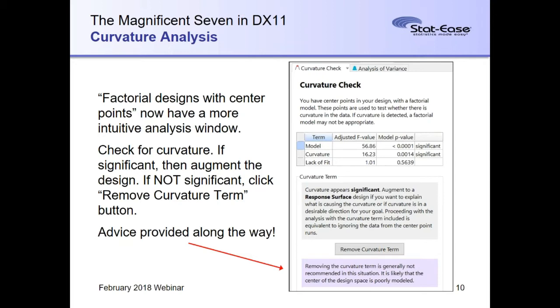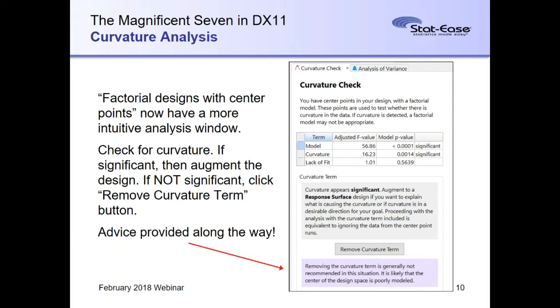So we have changed this so that you now come first to a curvature check screen, which simply shows you the significance of the model and the significance of curvature and your lack of fit information. It will give you some advice. In this case, and the first case I'm going to show in the demo, the curvature appears significant. And if you really want to be able to predict in the middle of the design, you're going to need to augment to a response surface.